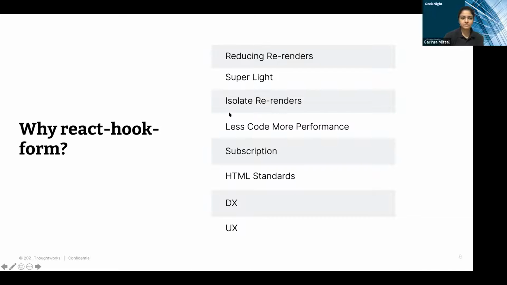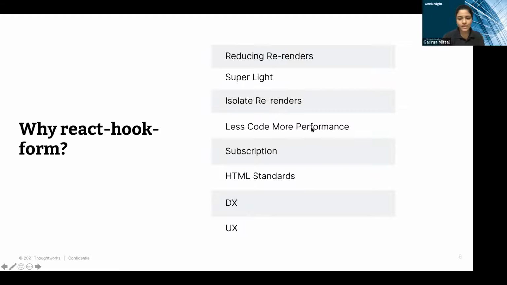Suppose there is a nested component having one parent and multiple child components. As soon as your parent re-renders, the children start to re-render, in the case of controlled components. As soon as the props change, the re-render is fired. React Hook Form has a very beautiful way to handle this, isolating the parent and the child components. We'll see in the later slides how.